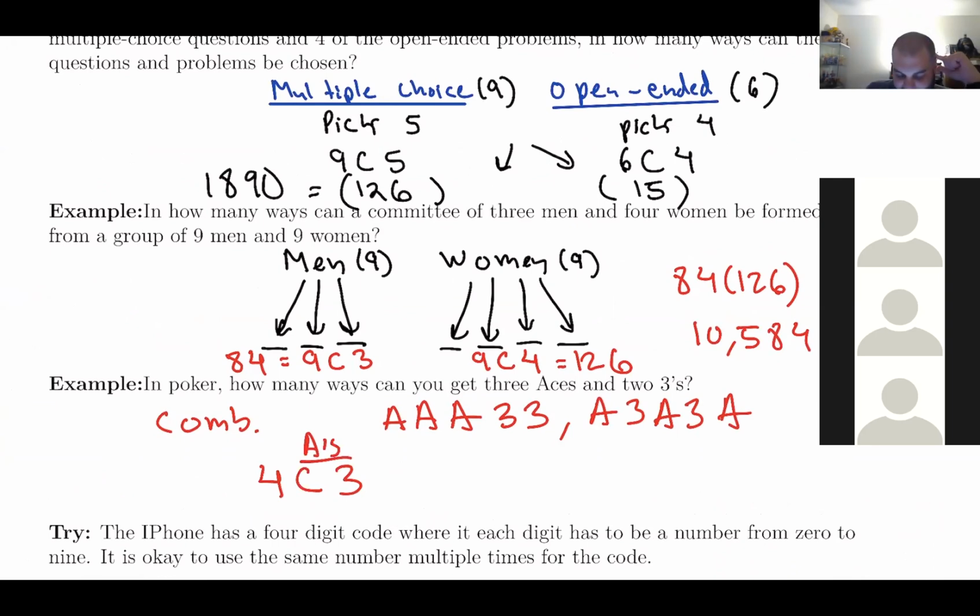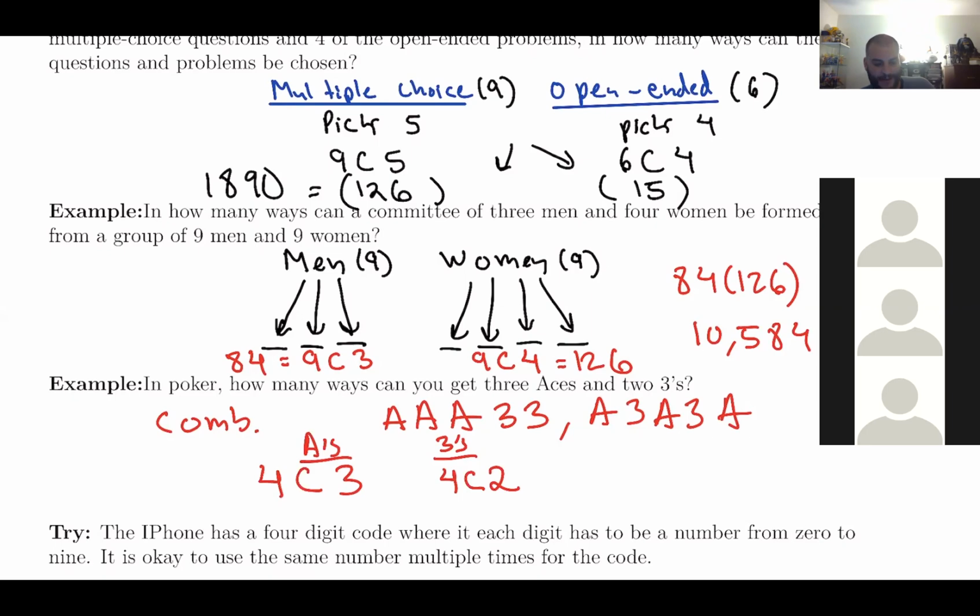All right, what about for the 3s? There you go, also 4. So you go 4C, but how many 3s do I want to choose? 2. So we put 4C2. Everybody get how I got 4C3 and 4C2?